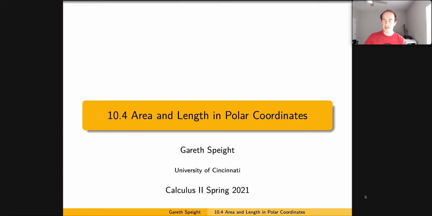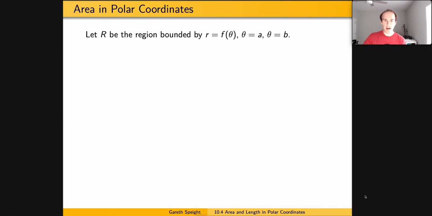Hello everybody. So the very last thing we have to understand in this course is how to find area and length when we have curves in polar coordinates. So let's get started. And what kind of regions are we finding the area of? It's going to be the region bounded by some curve and the lines theta equals A, theta equals B.